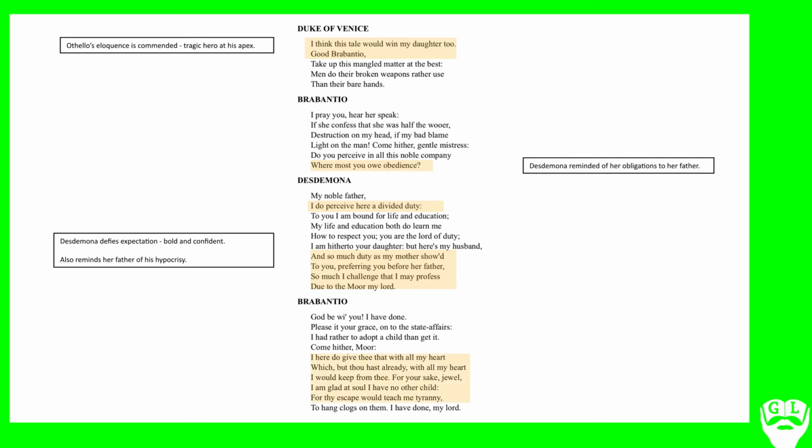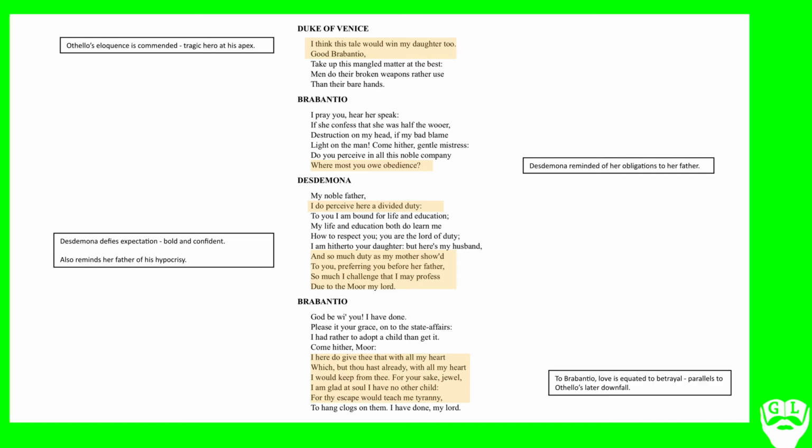Brabantio then gives up the cause. He ultimately says, "I here do give thee that with all my heart, which but thou hast already with all my heart. I would keep from thee for your sake, jewel. I am glad at soul I have no other child, for thy escape would teach me tyranny."